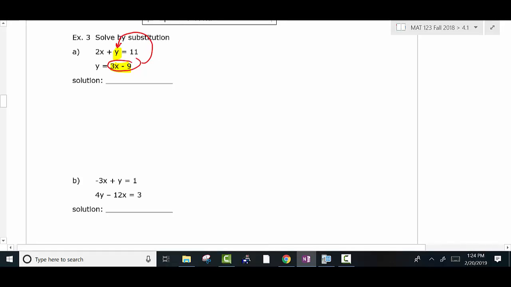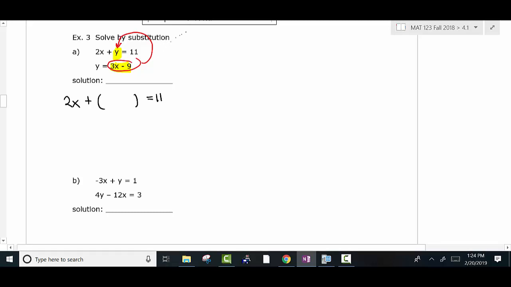Okay, so what you want to write on your paper is start by writing down the top equation. Just write it down. It's 2x plus something equals 11. Don't put y there, put just a blank bracket there. What we do is we substitute one equation into the other equation.